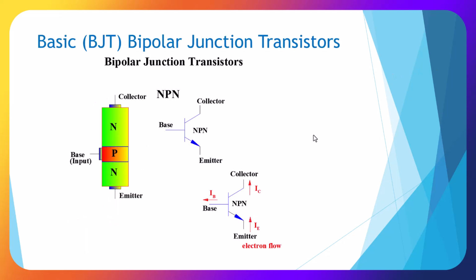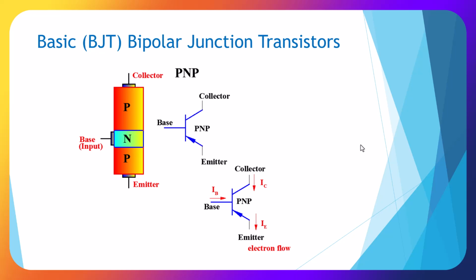Here I have a basic bipolar junction transistor. Here's the symbol with the arrow pointing out, an NPN transistor. So we have the N region, a P region, and another N region. Collector, emitter, and the base. And our current flow of electrons would be up through this direction here.